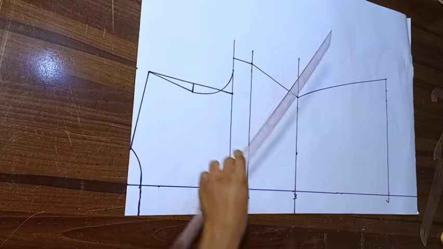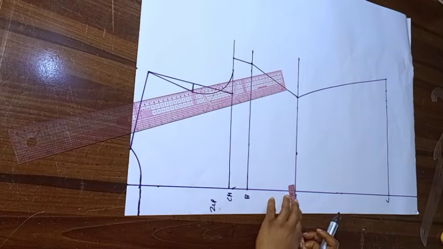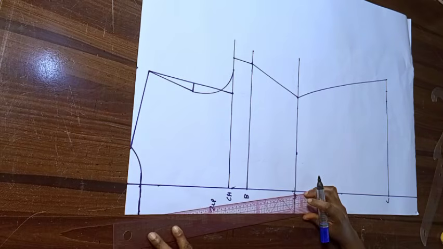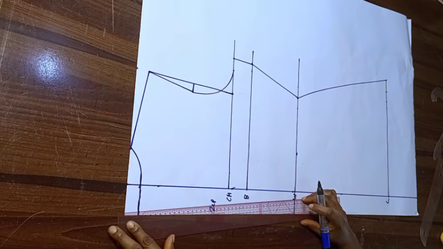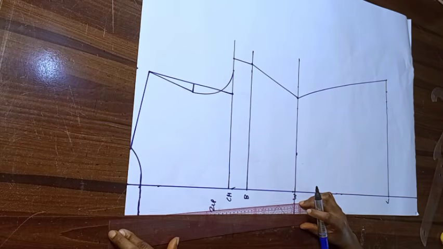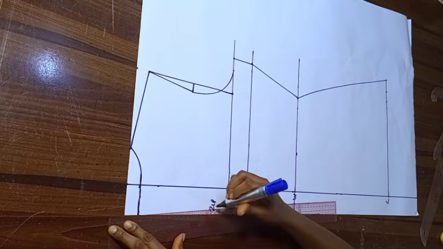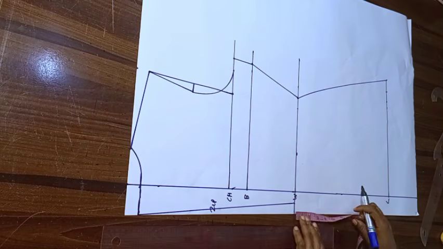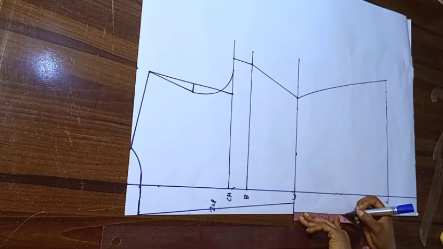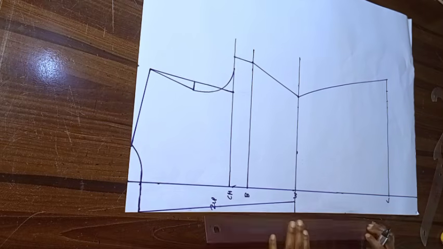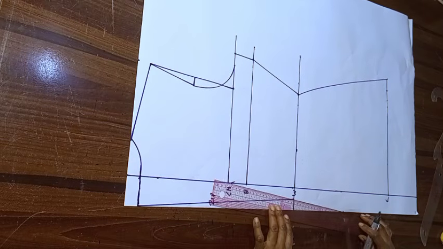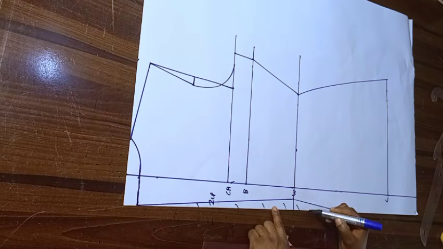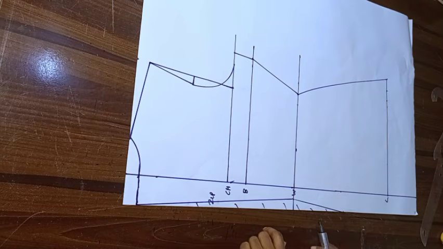So I'll extend my waistline to my zipper allowance. Then take out my zipper bulge. I'll come in by 1 inch. Then connect it to the upper part this way. And from the waistline, I'll come down by 7 inches. Then I'll connect it this way. So this part is going out, okay?